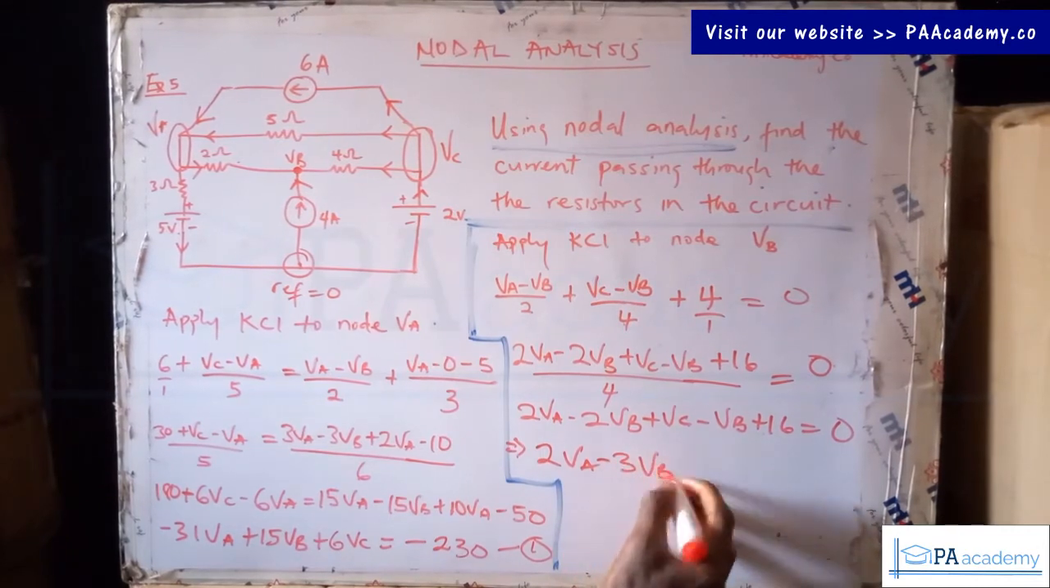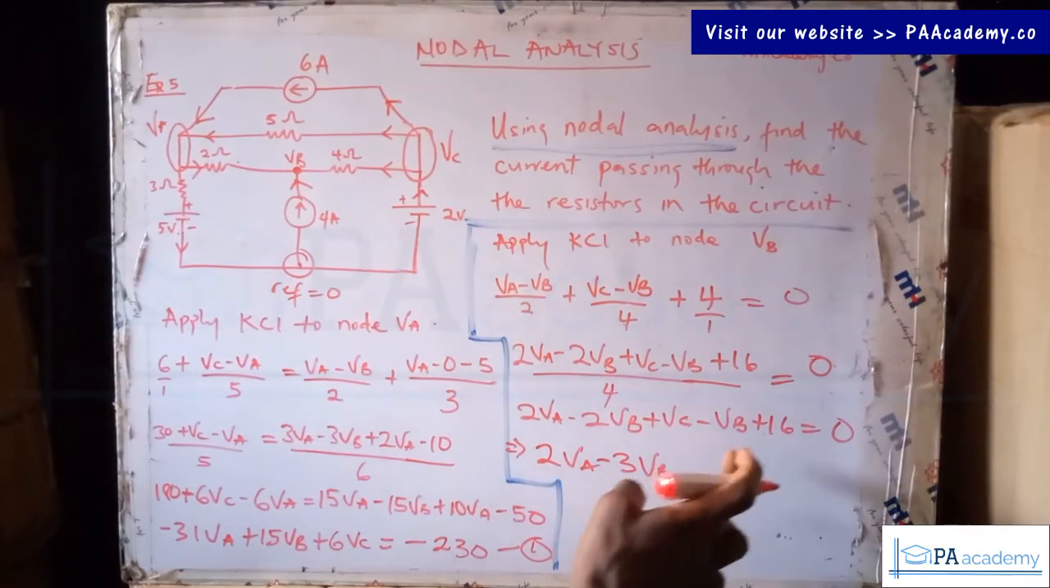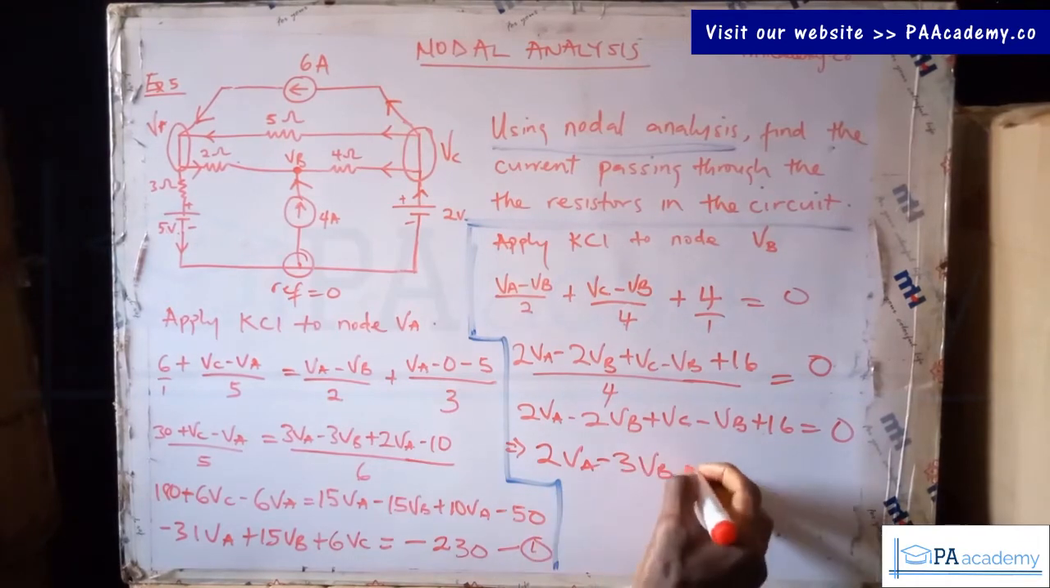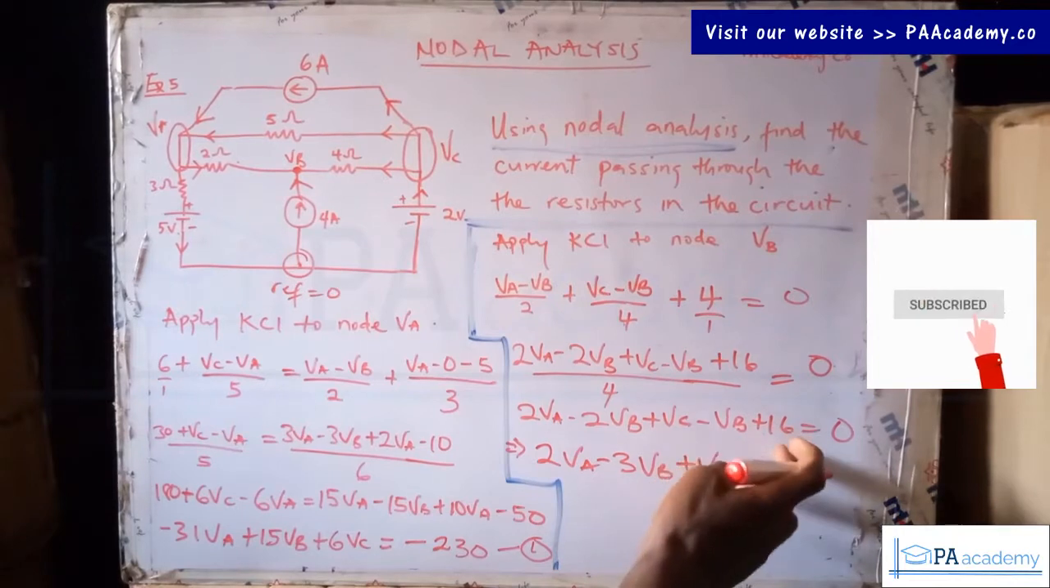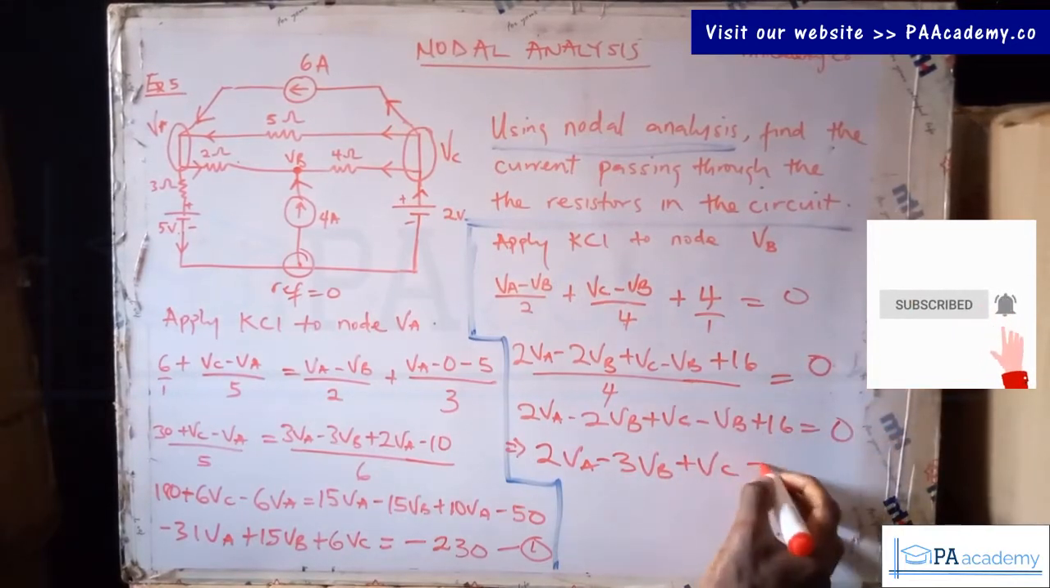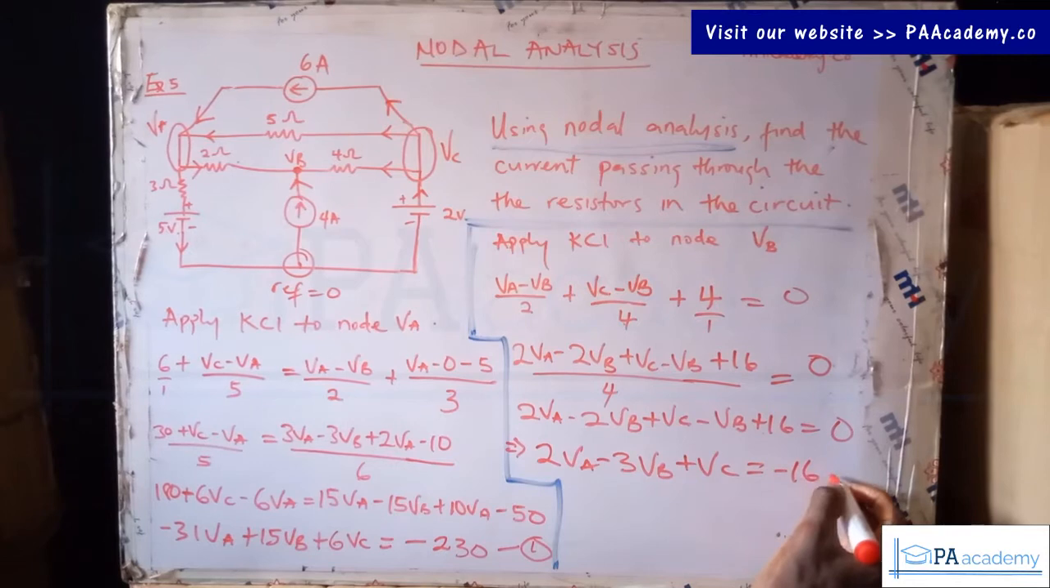Minus 3 VB. What about VC? We are having only one VC here, which is plus VC. Then we are having 16. If this 16 should go to the other side of the equals to sign, it becomes equals to minus 16. And let's take this as our equation 2.